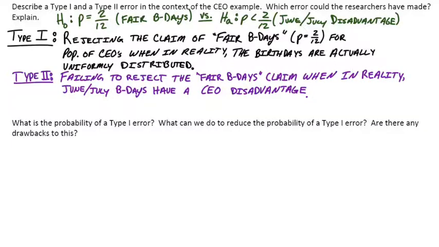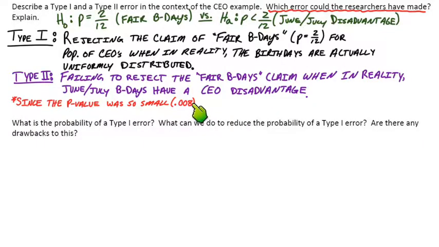So if you remember from the last notes, the p-value was actually really small. So since the p-value was so small, 0.008, they most certainly rejected the null hypothesis, right? That is definitely statistically significant and way below any reasonable alpha level, right? So since the p-value was so small, researchers rejected the null in favor of the alternative. Basically saying they support the claim that June, July birthdays are at a disadvantage as far as CEOs go.